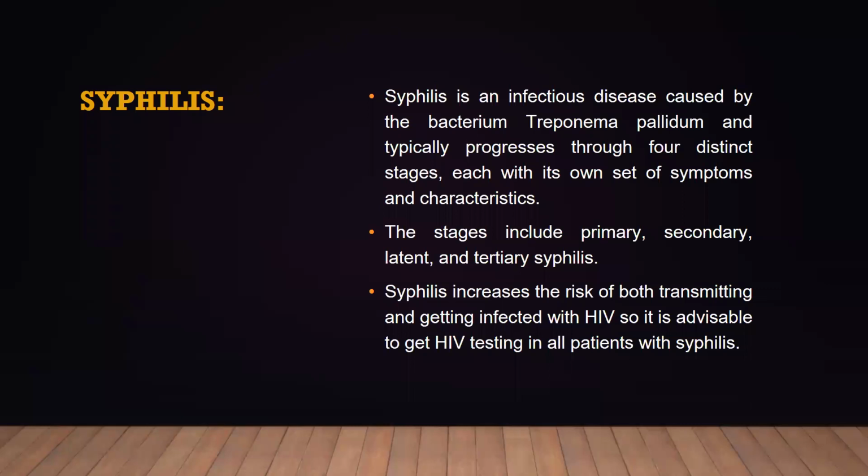Syphilis is an infectious disease caused by the bacterium Treponema pallidum and typically progresses through 4 distinct stages, each with its own set of symptoms and characteristics. The stages include primary, secondary, latent, and tertiary syphilis. Syphilis increases the risk of both transmitting and getting infected with HIV, so it is advisable to get HIV testing in all patients with syphilis.